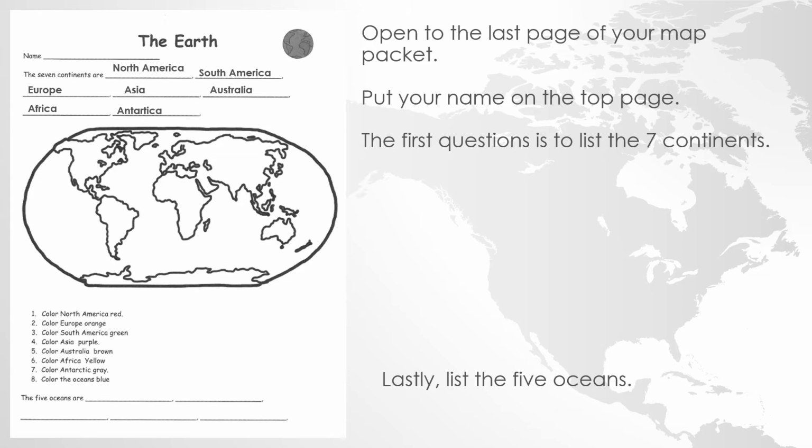Lastly, you're going to list the 5 oceans. Okay, so what are our 5 oceans? We in Washington live next to which ocean? The Pacific Ocean. And what did I just tell you we're going to cross if we go from the United States over to Europe or Africa? The Atlantic Ocean. Good.